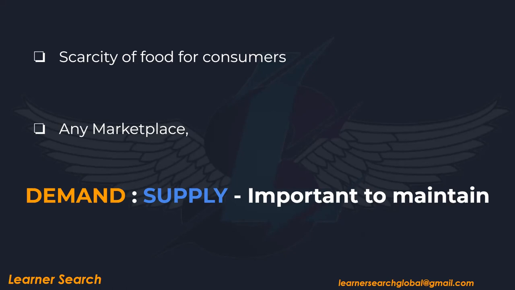So finally, in any marketplace, the ratio of demand and supply should be maintained. Loss may be on both sides, because when demand is more and supply is less, scarcity will happen. The supplier also feels unable to make more money because of having less supply while there is more demand. On the other end, let's assume supply is more and demand is less. What happens for the supplier is that the item goes to waste.